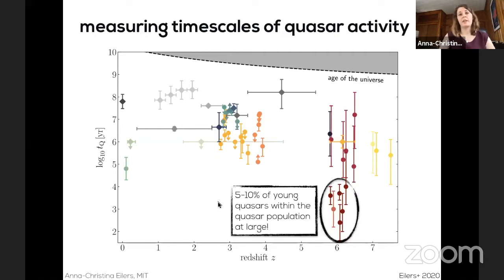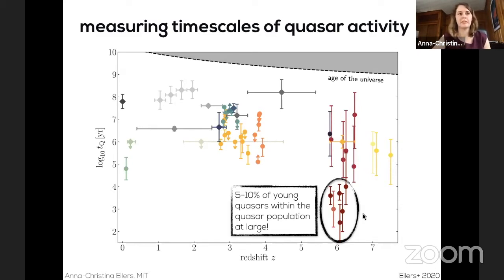And there's a population of very young quasars present in the early universe, which has not been detected previously yet. And we estimate there's about 5 to 10% of the quasar population at large, and these are at these early cosmic times that show these very short lifetimes of only about 10,000 years or less.